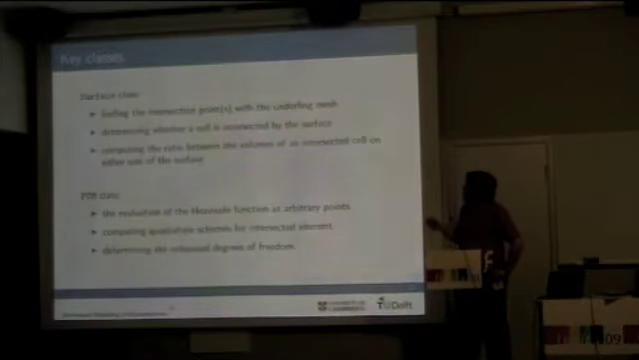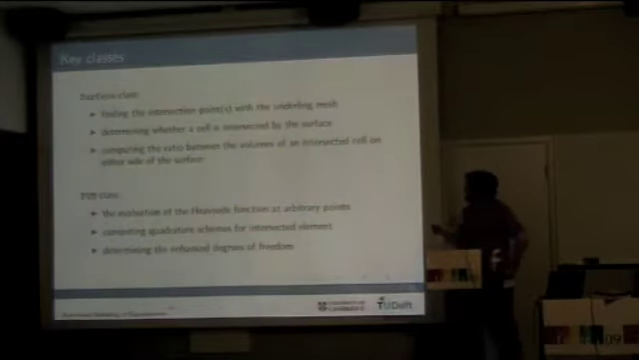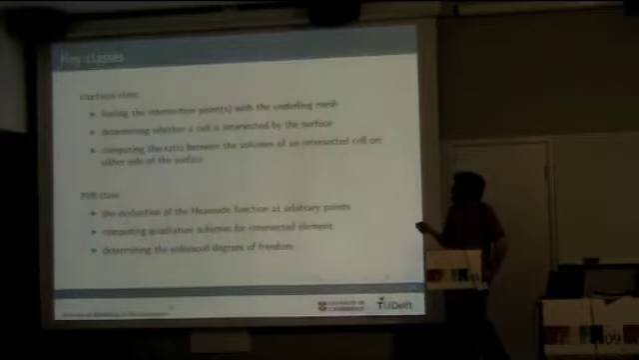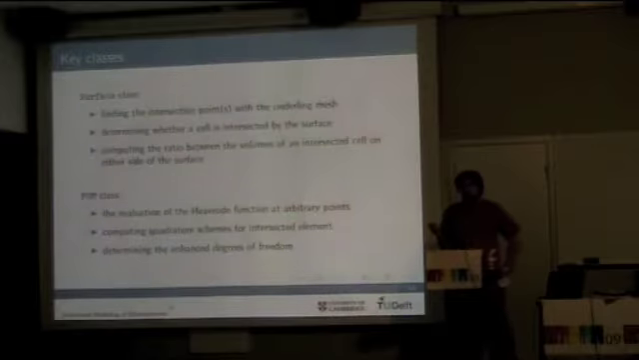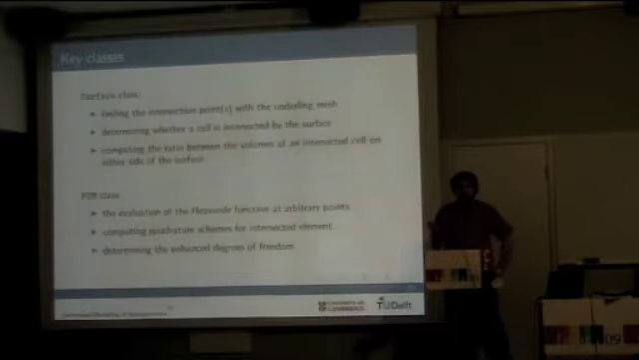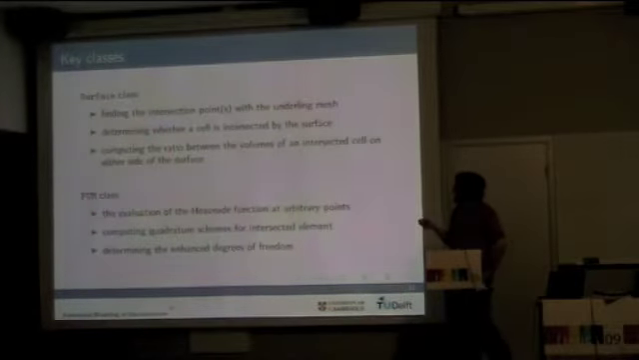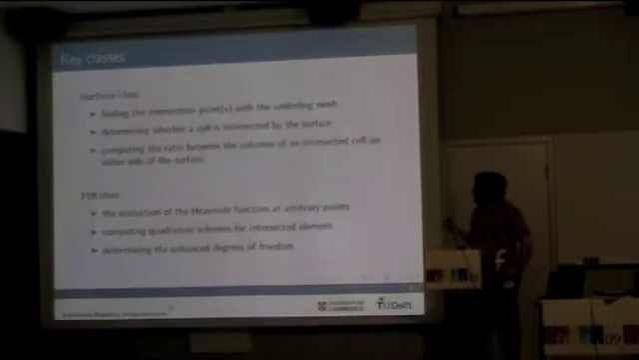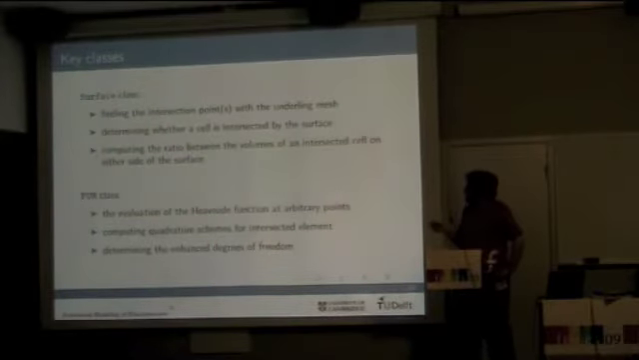Surface class, these are the main things that should be done inside the surface class. The first one is finding the intersection points with the underlying mesh. Then we should determine whether a cell is crossed by the surface. If a cell is crossed by a surface, we need to have a specific, modified type of quadrature scheme. And we also need to compute the ratio between the volumes of an intersected cell on either side of the surface. But this is necessary for some implementation details.